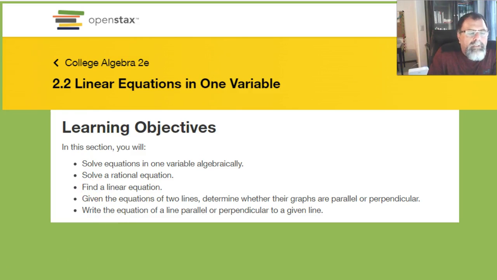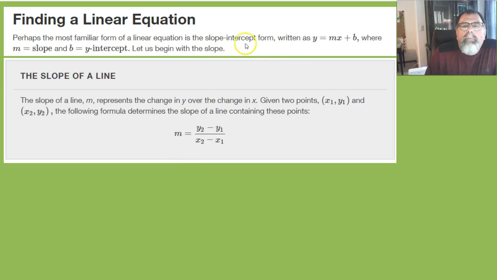Find a linear equation. Okay, so we have slope-intercept form, right? Y equals mx plus b, where m is the slope and b is the y-intercept. So the slope of the line is given by this definition. The slope of the line, m, represents the change in y over the change in x, given 2 points: x sub 1, y sub 1, so that's point 1, and point 2, x sub 2, y sub 2. The following formula determines the slope of the line containing these points.